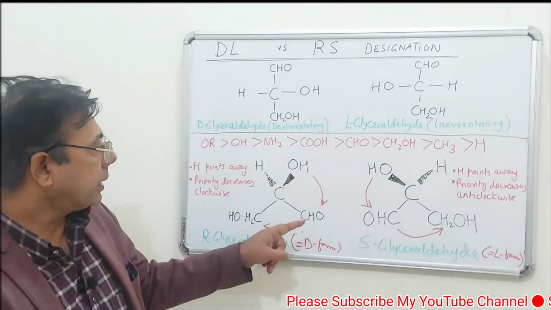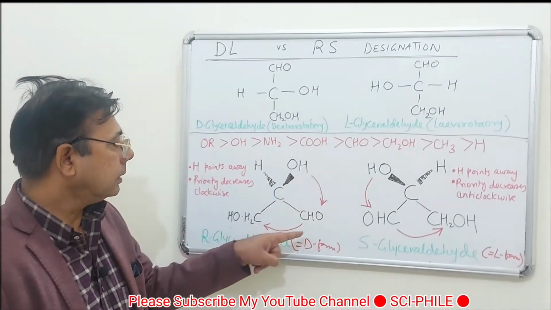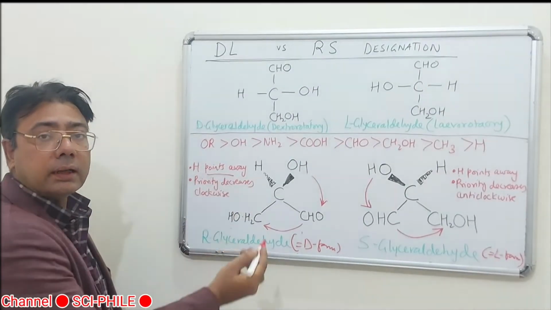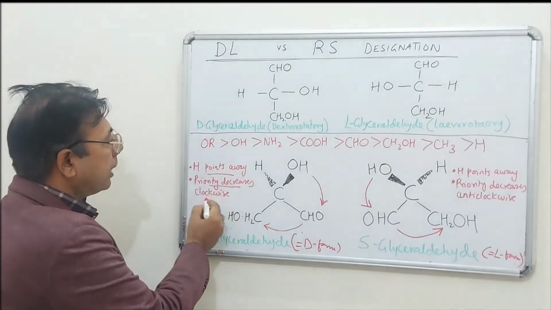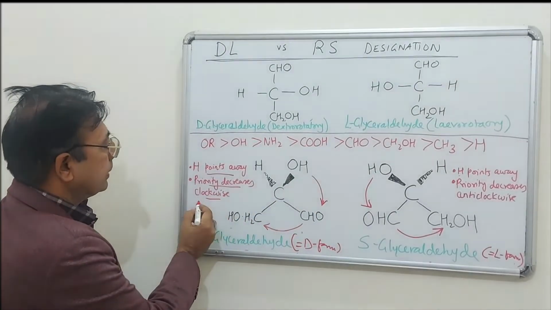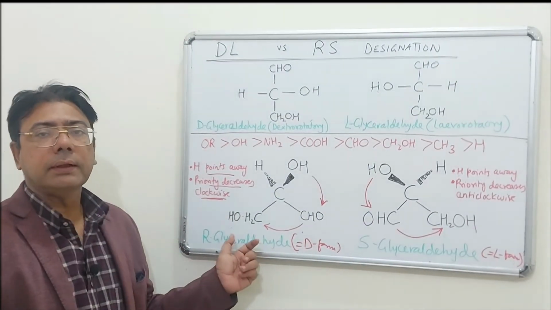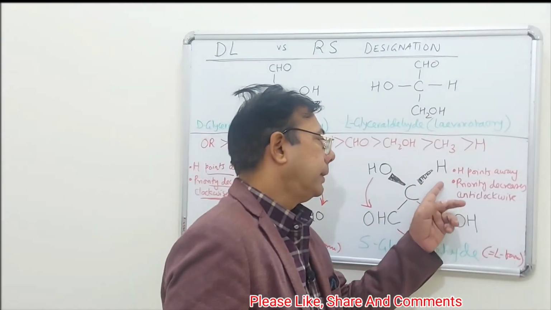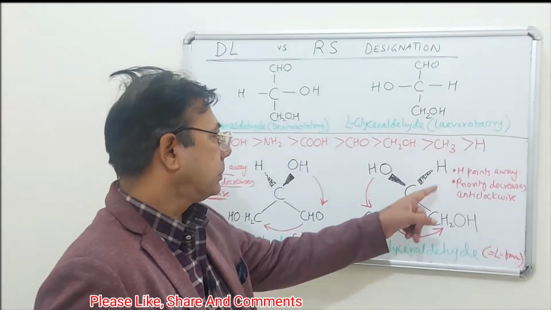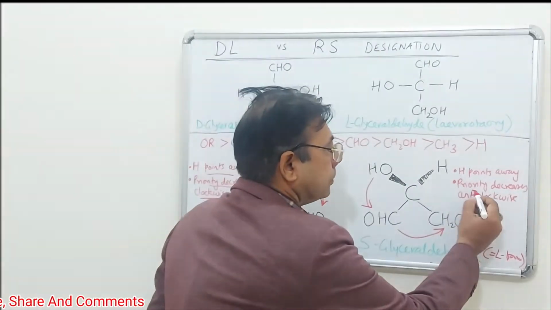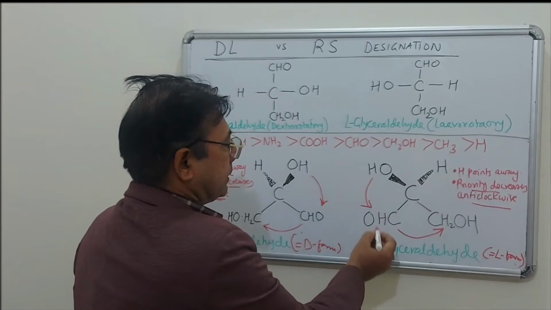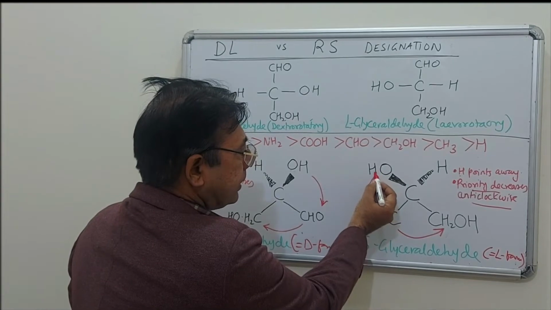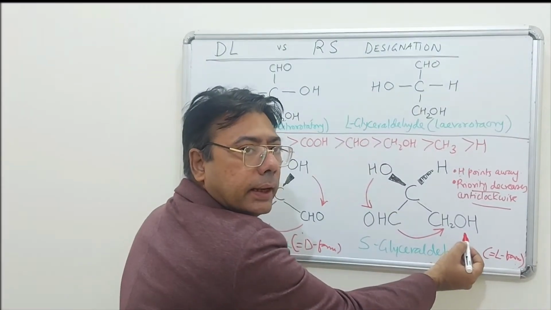So if we see the hierarchy, it goes in clockwise direction. So when H, which is of least hierarchy, points away, and the priority of remaining groups decreases in clockwise direction, then we assign R designation. And when it is the opposite, when H is pointing away and priority of groups decreases anti-clockwise, as you see the OH, then CHO and CH2OH, the priority is decreasing in this direction, meaning anti-clockwise direction.